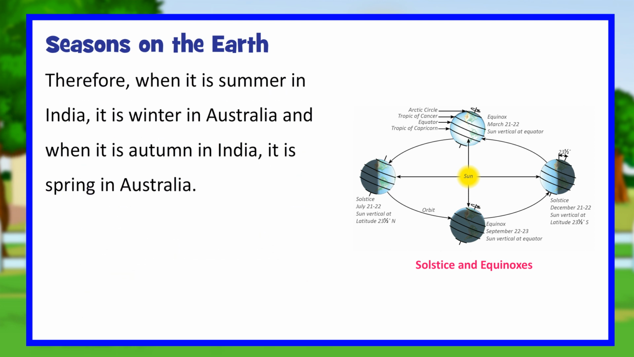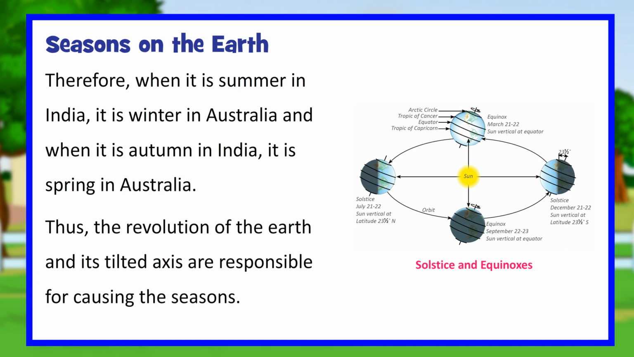Therefore, when it is summer in India, it is winter in Australia, and when it is autumn in India, it is spring in Australia. Thus, the revolution of the Earth and its tilted axis are responsible for causing the seasons.